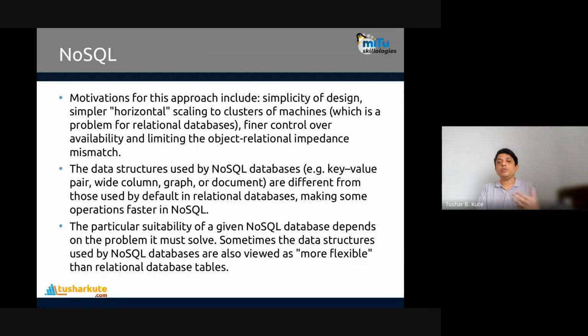Now, the motivations of these features. What are the motivations behind this? They had to make such a database simple in design, with horizontal scaling to clusters of machines.